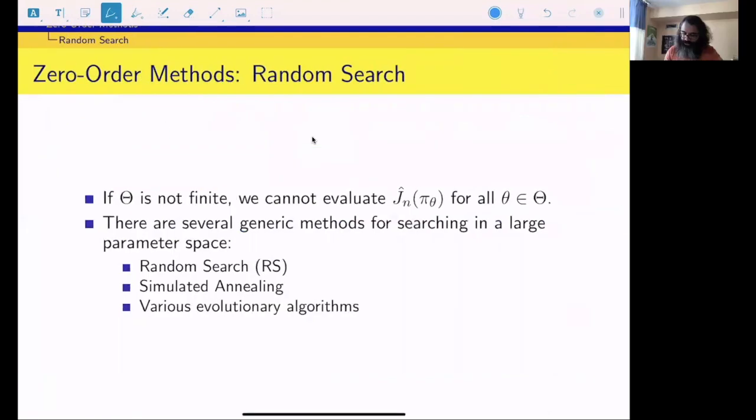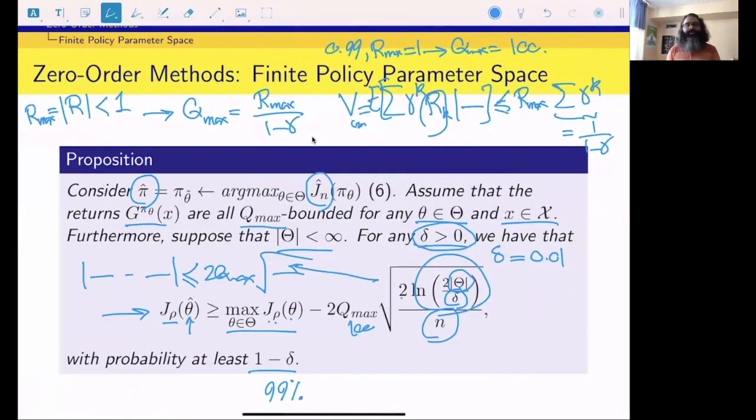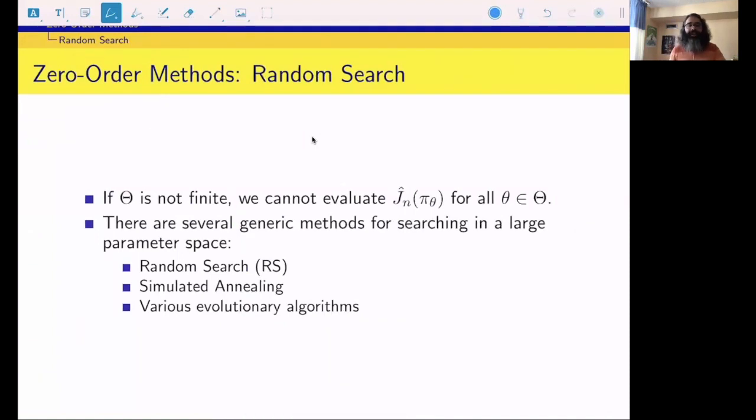Okay, so that was for the finite case. I guess the point was we have variance coming from different sources. One is the randomness of the X inputs coming from rho. The other is the variance of the return, which we use instead of the value function. And we can provide some guarantees, so this is a sensible approach. But what if the parameter space is not finite? What if it is continuous? In that case, we cannot evaluate J hat n for all parameters or all policies. There is an infinite number of them.